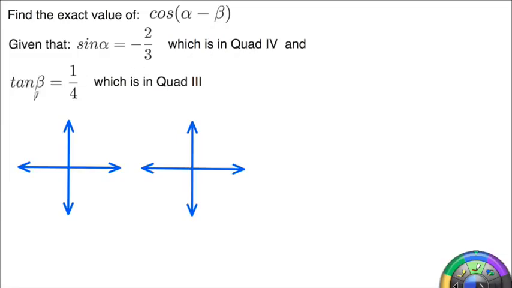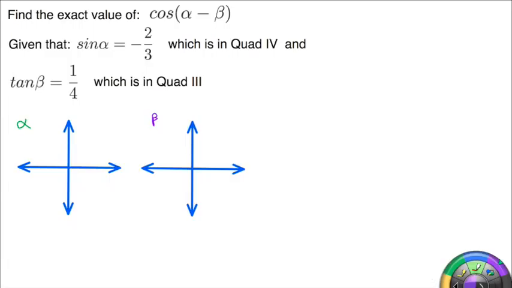And the same thing for tangent of beta here. It's positive 1/4, and it says it's in quadrant 3. The tangent, remember, is positive in 1 and 3. So what I'm going to do is set up two pictures here. This is going to be the alpha picture, and this one over here is going to be the beta picture.